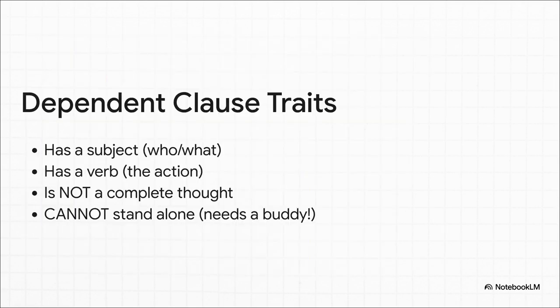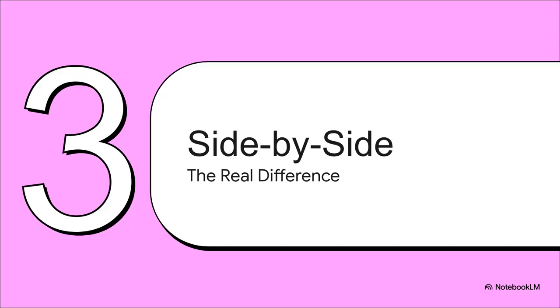So you see, it has the essential parts, the subject, the verb, but it's missing that final piece, that feeling of completion. It absolutely cannot stand alone. If it tries to, poof, it just becomes one of those fragments we talked about. It always needs its hero buddy. Okay, so we've met our two main characters. Now, let's put them side by side in a little lineup and see exactly what sets them apart. I think this is where it's all going to click for you.